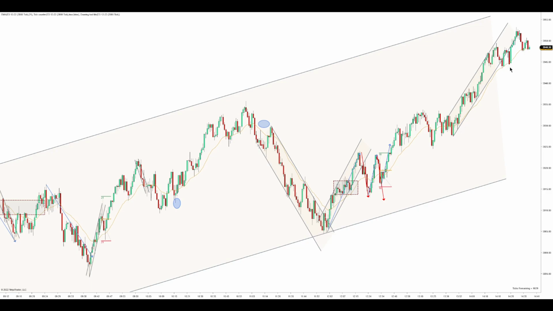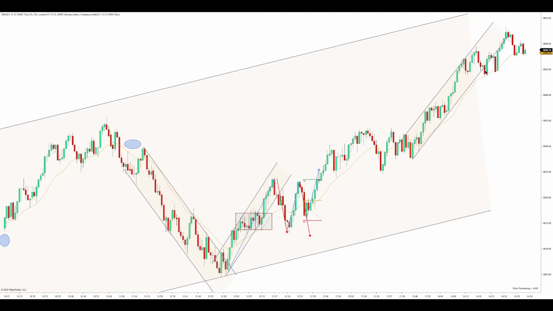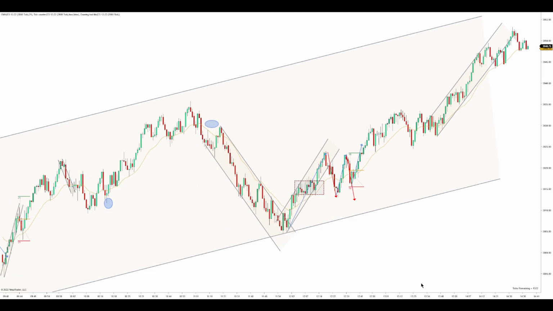Uptrend break, expecting a new high with two nice legs back, including the first leg being on the break. So that's a two-legged break. So there could have been a good trade there. Now, that's going to be it for the price action.